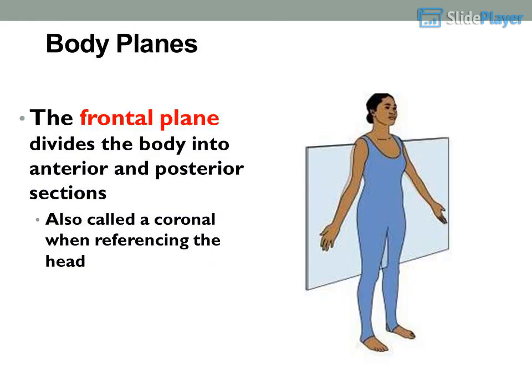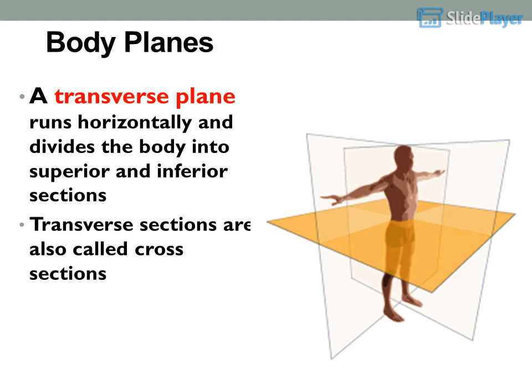The frontal plane divides the body into anterior and posterior sections. It is also called coronal when referencing the head. A transverse plane runs horizontally and divides the body into superior and inferior sections. Transverse sections are also called cross sections.